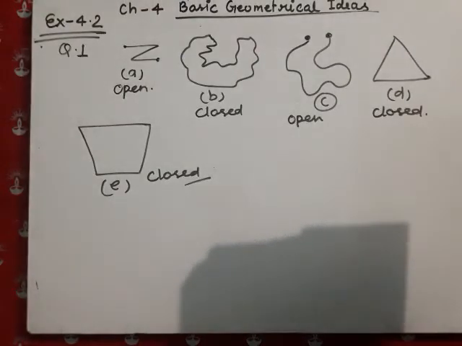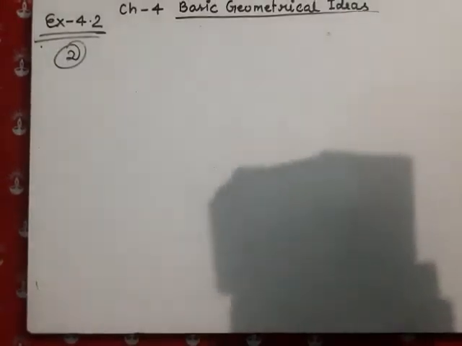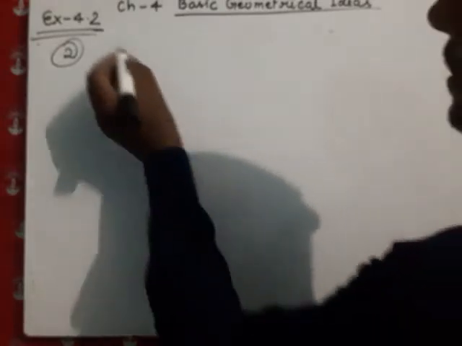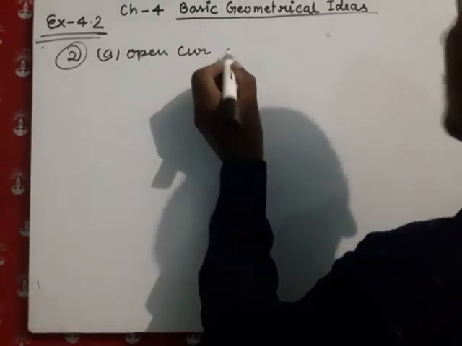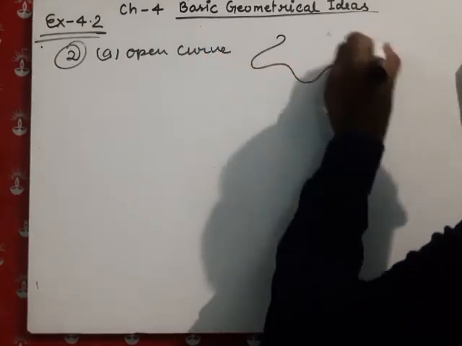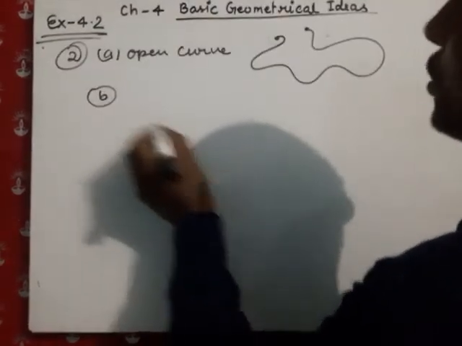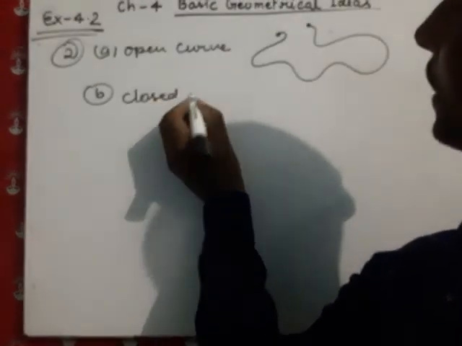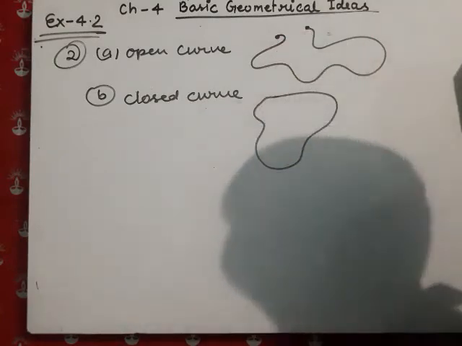Now I am going to question number 2. In question number 2, we have to draw a rough diagram to illustrate the following. First, an example of an open curve. Open curve means we have to draw any curve having two endpoints. So this is an open curve. Now the question is saying that we have to draw a closed curve. So here we can draw this one as a closed curve.